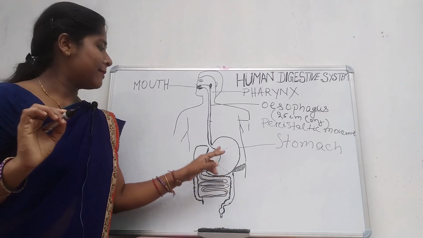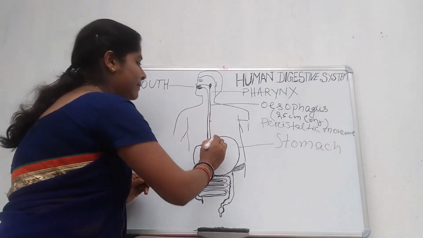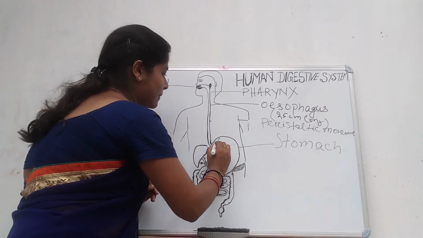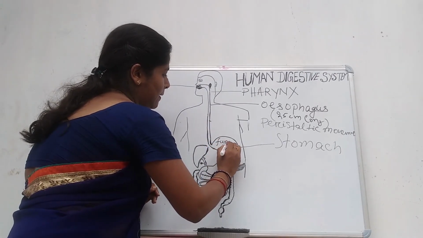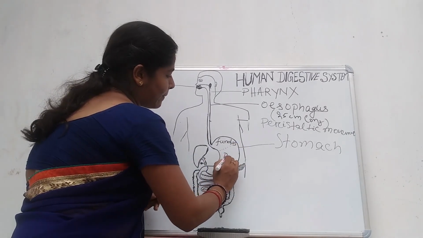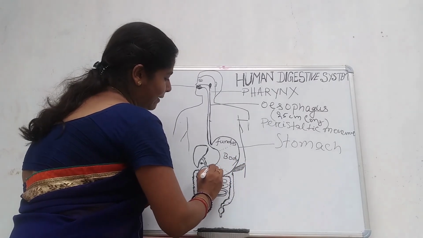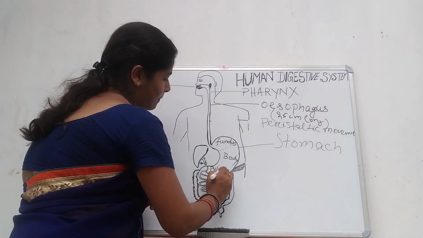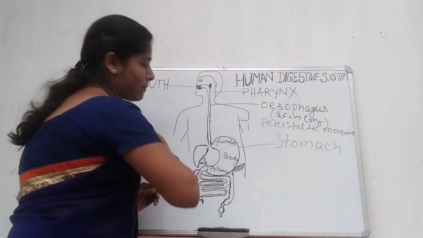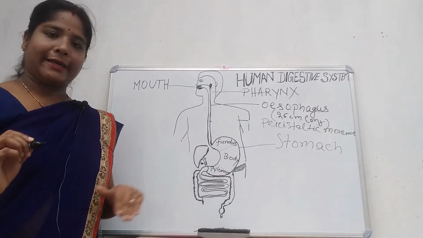They are, this is called the fundic part or fundus. This part is called the body and this is called the pylorus. Okay, fundus, body and pylorus.